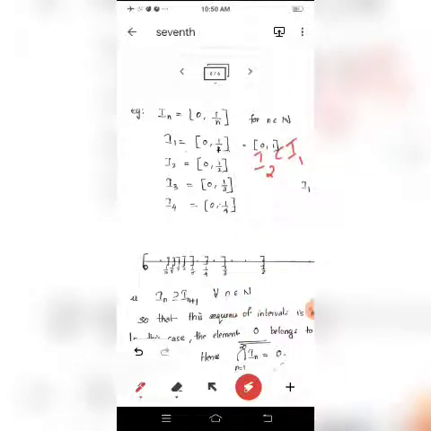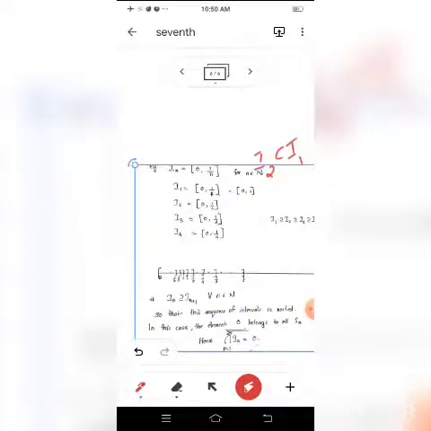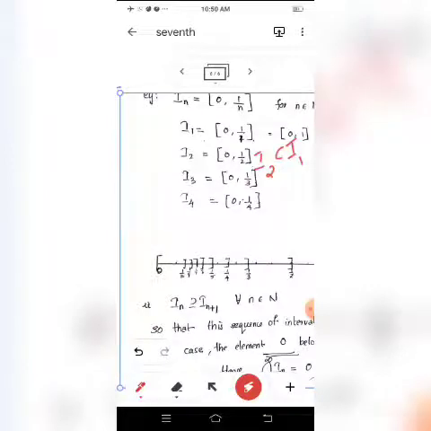So this is a sequence of intervals. The peculiarity of these intervals is that the intervals are nested, and there is a common element in all these intervals. A common element exists which lies in all the intervals 0, 1; 0, 1 by 2; 0, 1 by 3; 0, 1 by 4; 0, 1 by 5; 0, 1 by 6; 0, 1 by 7; etc. We can see that 0 is the common element.